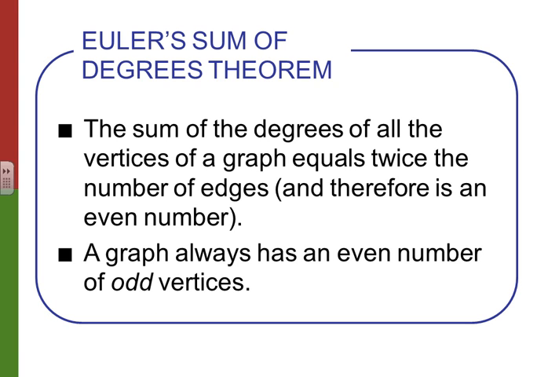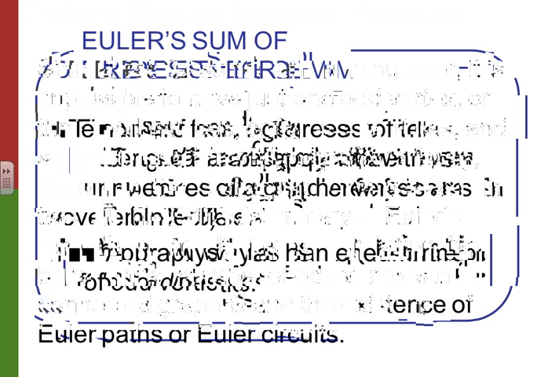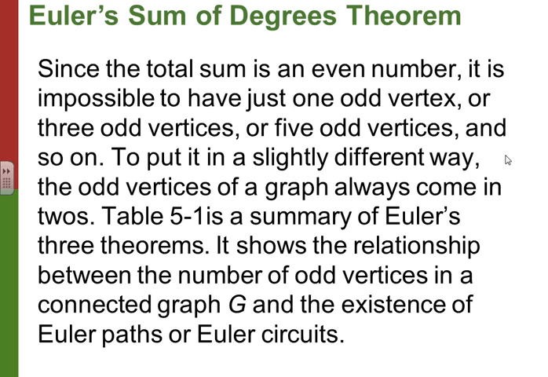The sum of the degrees of all the vertices of a graph equals twice the number of edges. Okay, that's fine. And a graph always has an even number of odd vertices. Euler's sum of degree theorem is based on this. Since the total sum must be even, it's impossible to have just 1 odd vertex or 3 odd vertices or 5 odd vertices and so on. To put it in a slightly different way, the odd vertices of a graph always come in twos.